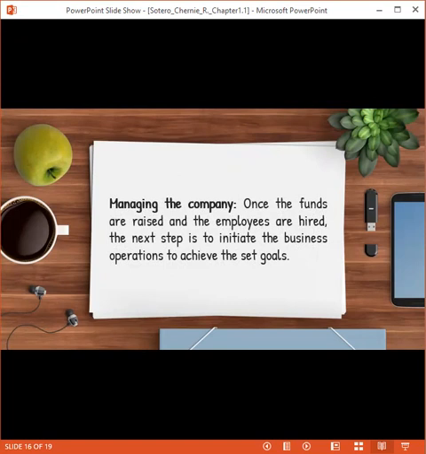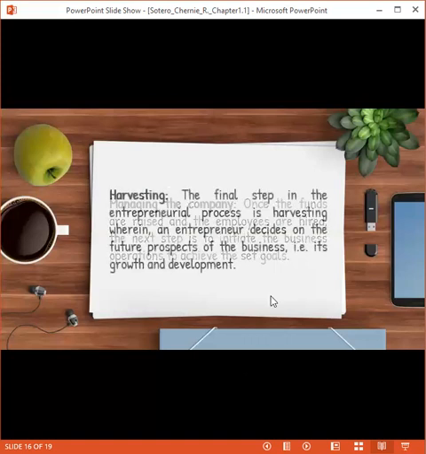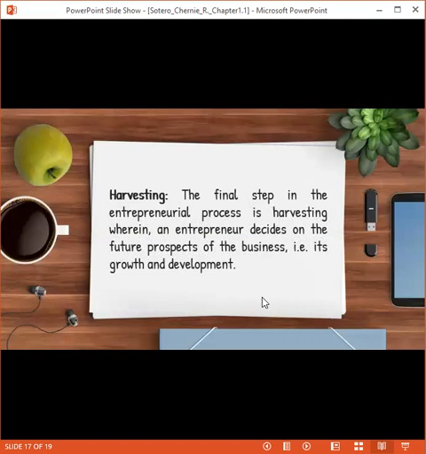The next step is to initiate the business operation to achieve set goals. First of all, an entrepreneur must decide the management structure or the hierarchy that is required to solve the operational problems when they arise. And the final step is harvesting, wherein an entrepreneur decides on the future prospect of the business, its growth and development.